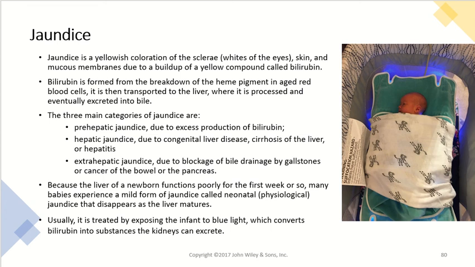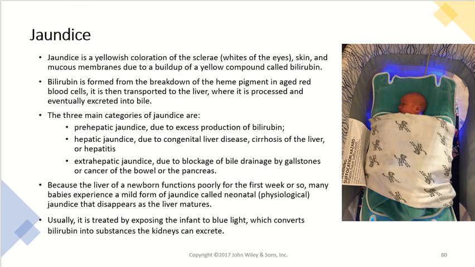So there are three main categories of jaundice. We have our prehepatic jaundice, and this is going to be due to an excess production of bilirubin. We have hepatic jaundice due to congenital liver failure, cirrhosis of the liver, or hepatitis. And then we have extrahepatic jaundice, and this is going to be due to a blockage of the bile drainage by either a gallstone or possibly by cancer of the bowel or the pancreas. So those are the three types of jaundice that we see in adults or in fully grown people.